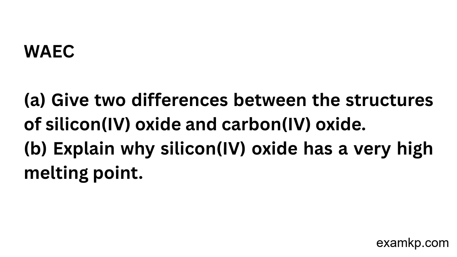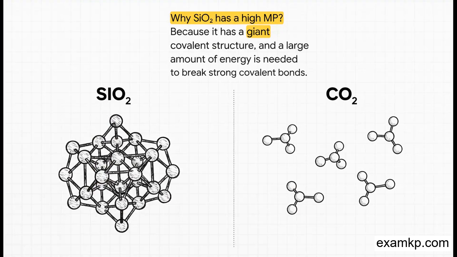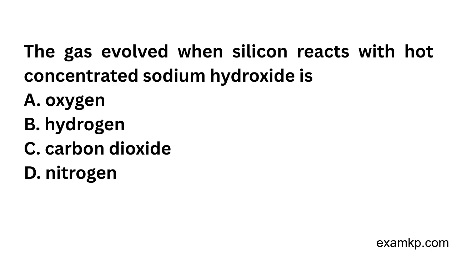A WAEC 2020 theory question. It asks for the difference in structure between SiO2 and CO2 and wants you to explain the high melting point of SiO2. You know this. The answer is right there. SiO2 has a giant covalent structure, while CO2 has a simple molecular structure. And for the high melting point, here are the magic words. A large amount of energy is needed to break the many strong covalent bonds in the lattice. That's it. Easy marks.